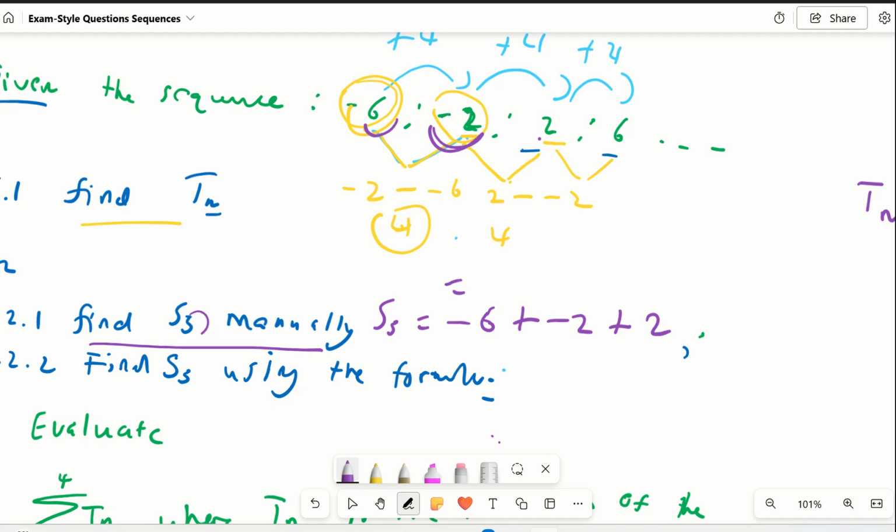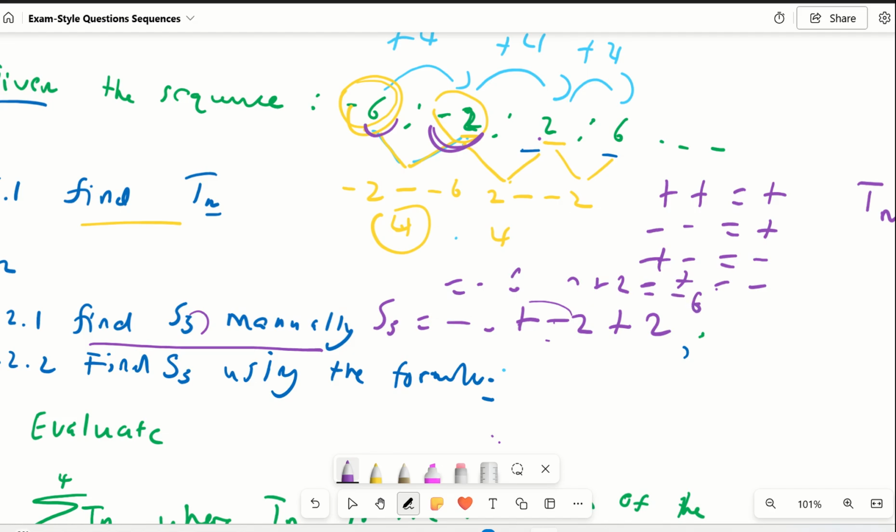Now, this is just minus 6. A minus and a plus gives us a minus. Remember, a plus and a plus, or minus and minus, when they're the same, they always give you a plus. But when they're different, they always give you a minus. So this here will give us a minus. Then minus 2 plus 2 simplifies to an answer of minus 6.